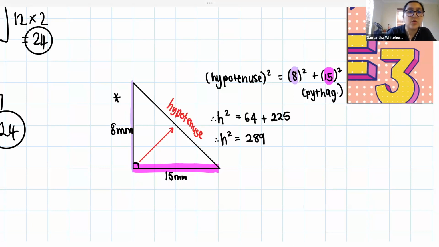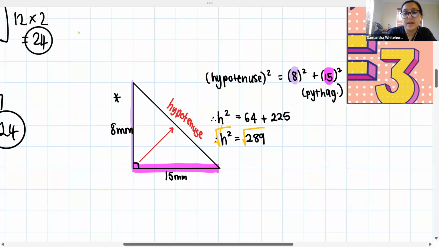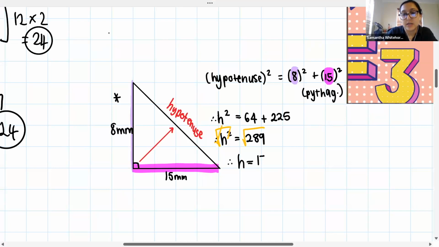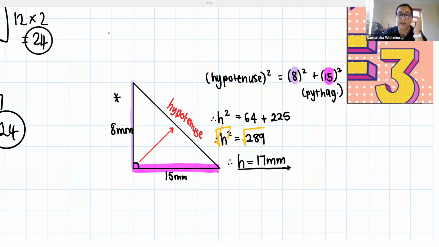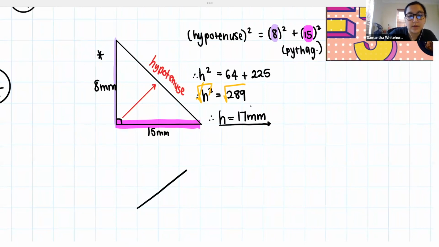And again, we do not want h squared, we want h. So we need to square root both sides in order to get rid of my square. When I square root both of my sides, I end up with h equaling 17 millimeters. And so I've worked out the value of my hypotenuse length. And that's all that Pythagoras is, grade 8. So we're working out a side length in my right angle triangle using this rule that deals with the sum of squares. Alrighty, so I'm going to leave that on, but I'm going to give you another one that I want you to try by yourselves.